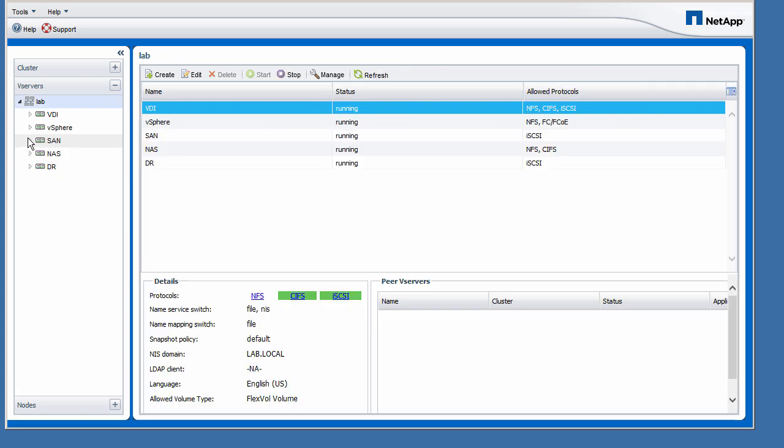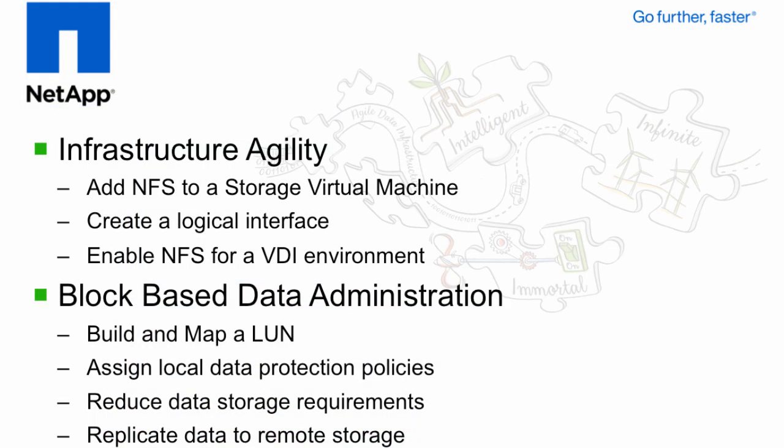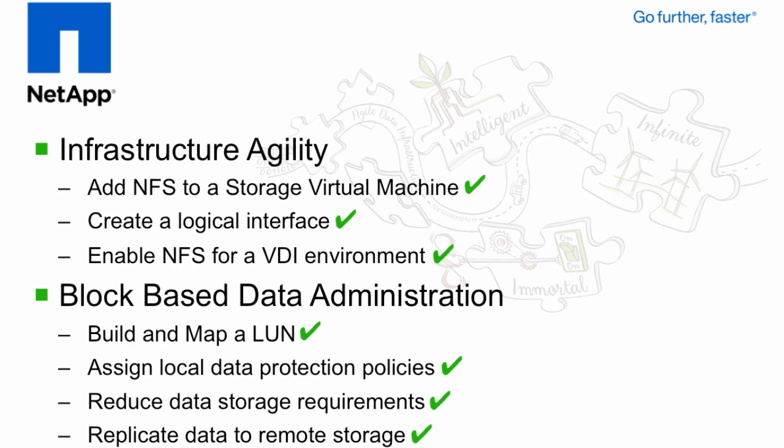So in summary, we added NFS to a storage virtual machine, created a logical interface, and enabled NFS for a VDI environment due to changing business demands, built and mapped a LUN, assigned local backup policy to that LUN. We reduced our overall storage footprint through data reduction, and we successfully mirrored that data off-site for disaster recovery.